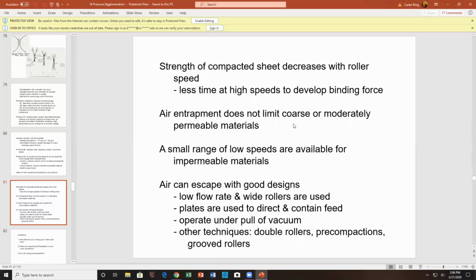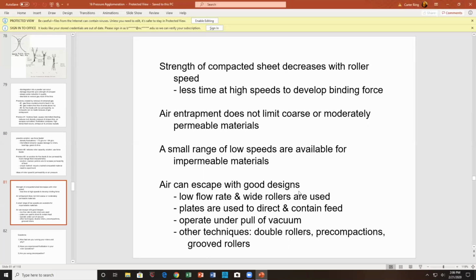Trapped air does not limit coarse or moderately permeable materials. So if you're a variable feed type of plant where you don't know what type of feed you're going to be getting, you should pay attention to whether it's fines and not permeable, or coarse and permeable. Only a small range of low speeds is available for impermeable materials.